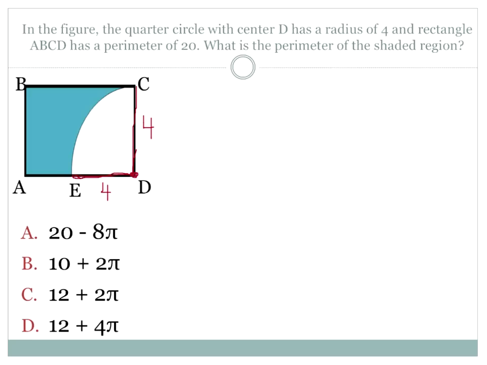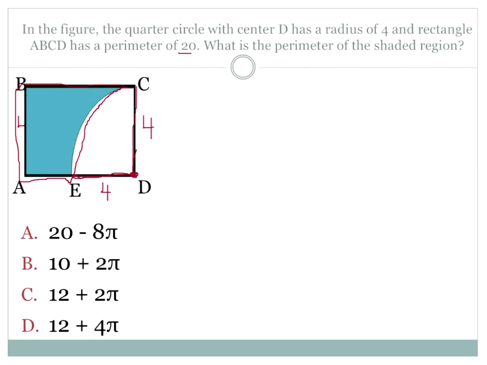And ABCD is a rectangle that has a perimeter of 20. And we're going to be looking for the perimeter of the shaded region. So this blue region here, which I'm trying my best to outline, we want to find the perimeter of just that thing. Okay? Well, what's some information we know right now?